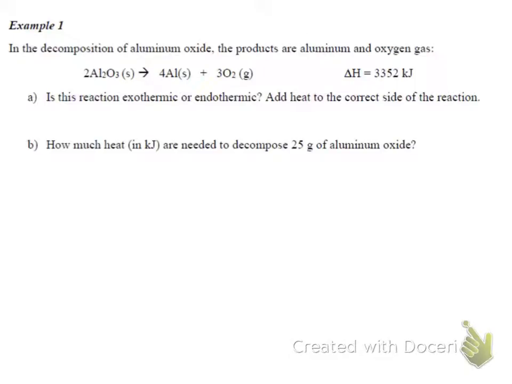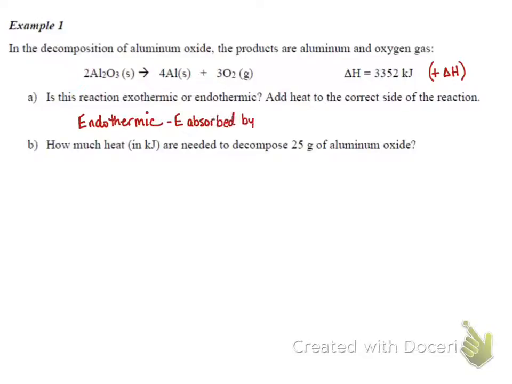So we're going to attach some math to this. If we have a reaction, which is, in this case, the decomposition of aluminum oxide, the balanced equation is 2 moles of aluminum oxide decomposes and makes 4 moles of aluminum plus 3 moles of oxygen gas. The change in enthalpy for this process is positive 3,352 kilojoules. And keep in mind that this is kilojoules, not joules, and that is going to be for every 2 moles of aluminum oxide because of the 2 right here.